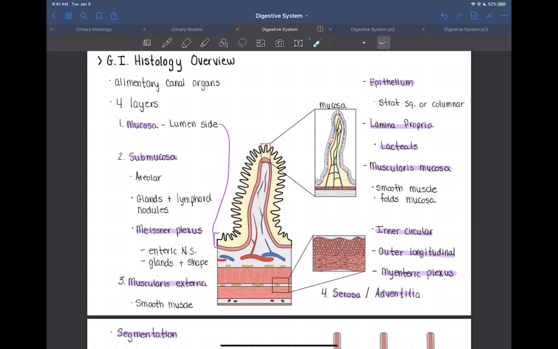Obviously the outermost cells of the mucosa are going to be epithelial cells. Typically in most of the digestive organs, that is going to be simple columnar. There will be stratified squamous in areas like the mouth and the esophagus, where you're actually ingesting and chewing food that could be abrasive or sharp, and so that adds a little extra protection. But the rest of the digestive system is going to be primarily simple columnar.